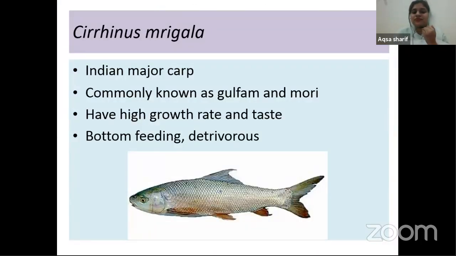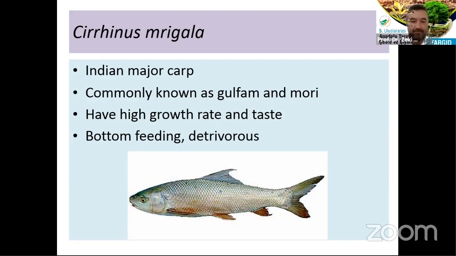And third, why I used Cirrhinus mrigala. It is one of the Indian major carps. It is also known as gulfam and mori, which are the common names of this fish. It has a high growth rate and good taste. When we use this fish in polyculture, its feeding habit is bottom feeding, feeding on the detritus present at the bottom of the water body.